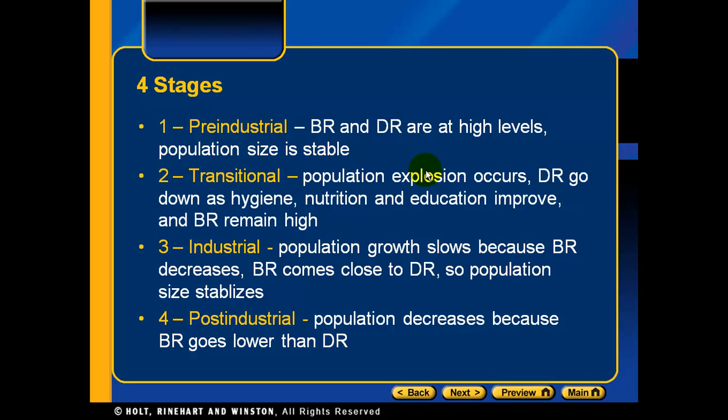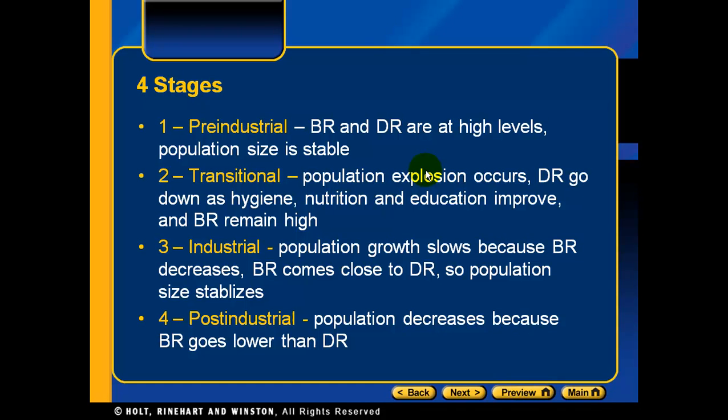Pre-industrial: birth rate and death rate are at their highest levels, population size is stable. Then you have transitional, where the population explosion occurred. Death rate goes down as hygiene, nutrition, and education improved. Birth rate remained high. The third stage is industrial. Population growth slowed down because birth rate decreased. Birth rate became closer to death rate, so population size is stable.